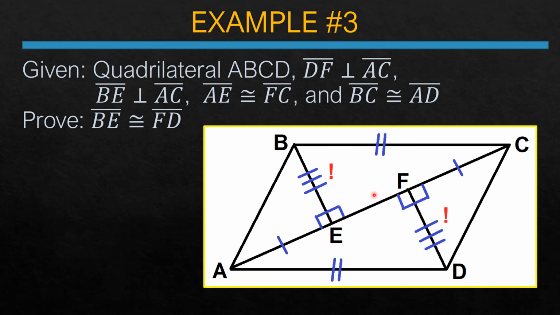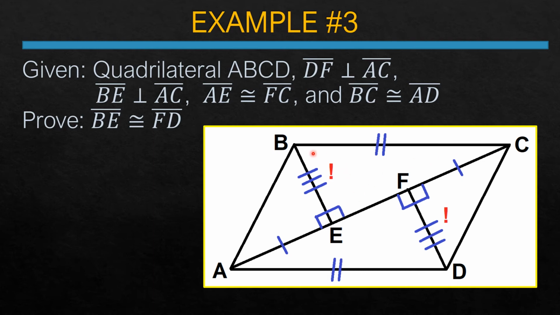So notice that EF is congruent to itself by reflexivity. Thus, by addition property, we can say that line segment AF is congruent to line segment EC, because we were already given that line segments AE and FC are congruent.